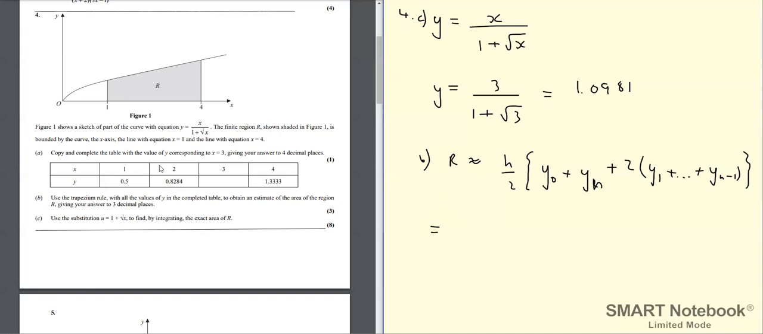Now in this case, your h is the gap between your x values. So in this case, your h is 1. Your y0 is your first y value, 0.5. Your yn is 1.3333, and your middle values are 0.8284, and we had 1.0981.